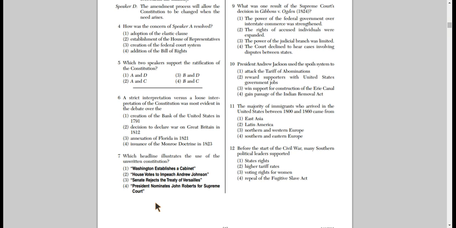All right, welcome back. So maybe you got rid of 2 and 3. 2, 3, and 4 are actually in the Constitution. The House votes to impeach Andrew Johnson. That is going to be in Article 1. Senate rejects the Treaty of Versailles. That's a power that they have in Article 1. And then the president nominates John Roberts for Supreme Court. That's right in Article 2 because that's one of the presidential jobs. And so the only thing that's not in there is Washington establishes a cabinet, because the founding fathers didn't necessarily know how complex our government was going to get. And so President Washington wanted to bring in a group of advisors to help him do the job, but it wasn't in the Constitution, so he sets that precedent.